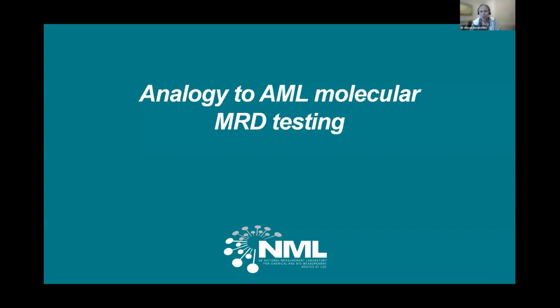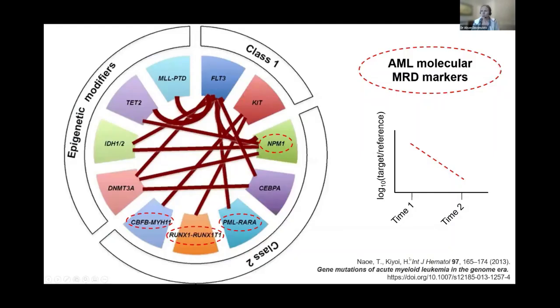So how is this analogous to MRD testing? Well, looking at AML, there's a number of different genetic markers which are used in the monitoring of MRD. From a diagnostic point of view, we obviously want the accuracy of monitoring MRD with all of these common markers, such as these ones that I've highlighted here, to be as equivalent and as accurate as possible, no matter what the subtype or target that's being monitored.